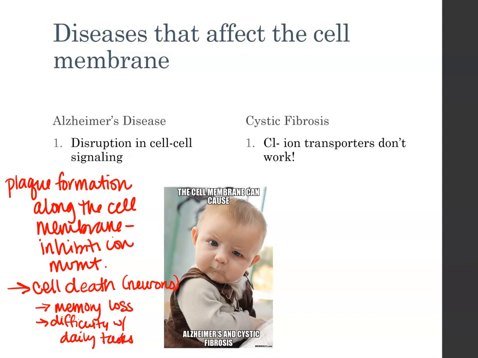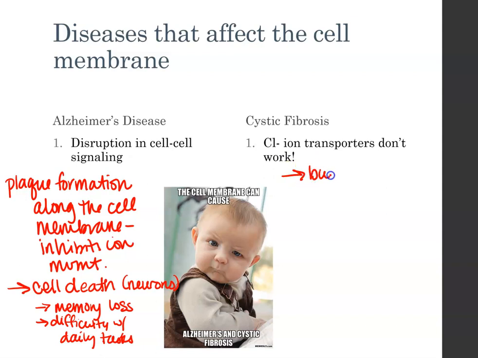Another disease that you've probably heard of is cystic fibrosis. In cystic fibrosis, chlorine ion transporters don't work. And we'll talk about what that means, what a chlorine ion transporter is, in a few minutes. But basically, it's an ion transporter that needs to regulate the movement of chlorine across the cell. When these ion transporters are faulty, they aren't embedded correctly in the plasma membrane, and then these ions aren't transported.